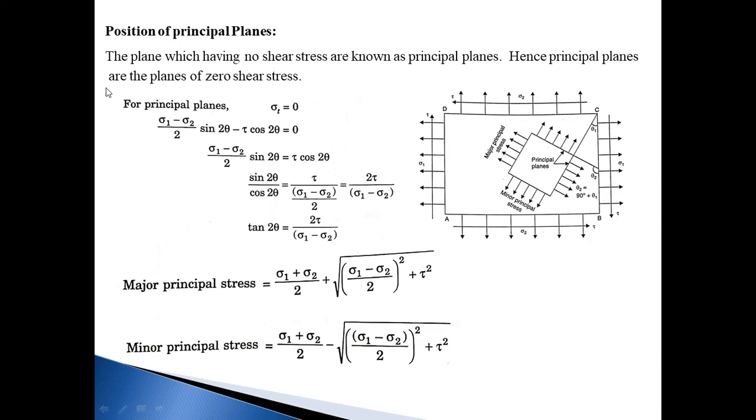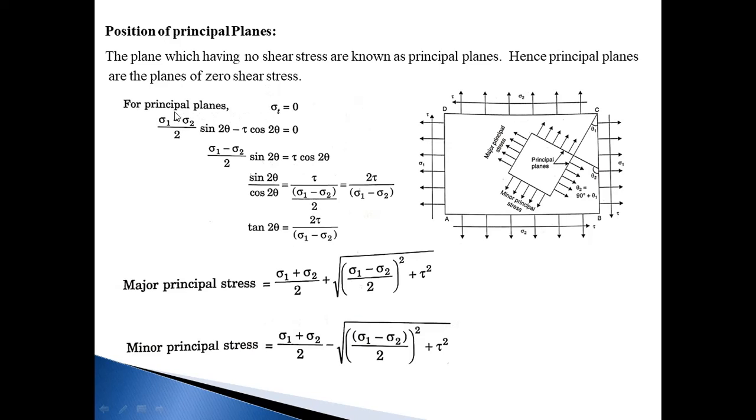Then due to that shear stress, it generates a principal plane. So we need to find that principal plane. First of all, what is meant by principal plane? The plane which has no shear stress is known as a principal plane. Hence, principal planes are the planes of zero shear stress.